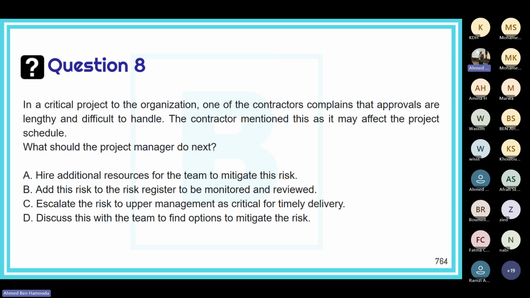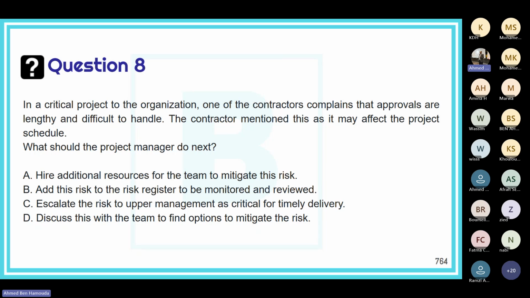Hire additional resources for the team to mitigate the risk? Not really. To be honest, no, because PMI's mindset refuses to hire external resources. We should be able to solve it on our own. And it's not really critical to have somebody external because we don't have the resources in-house. So I think we will exclude answer A.